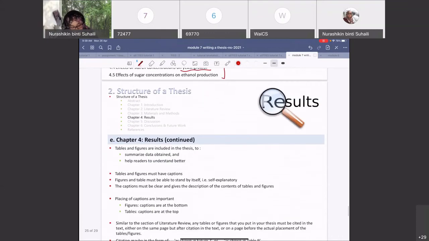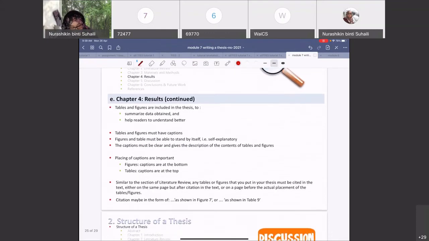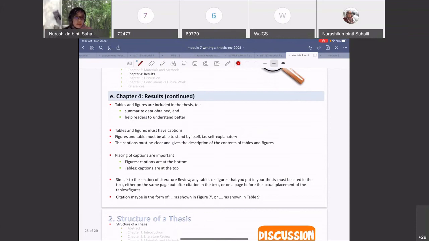So it depends on your research, how you divide it. I cannot tell how, but it depends on your research. Okay, in the result chapter is where you put the tables and figures a lot too. Because you present your results in the form of tables or figures like graphs.